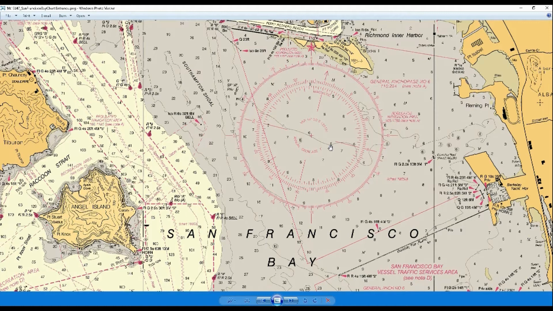So if you have a large draft on your boat, and it turns out to be low tide and you're not paying attention, it's easy to run aground on most of San Francisco. It's very easy to run aground. So you need to pay attention to your tides in these areas.